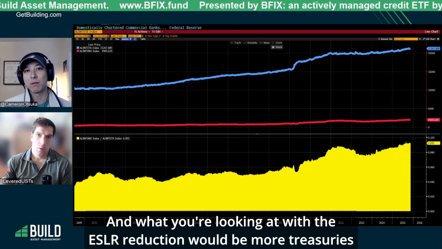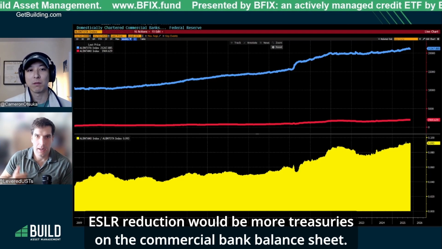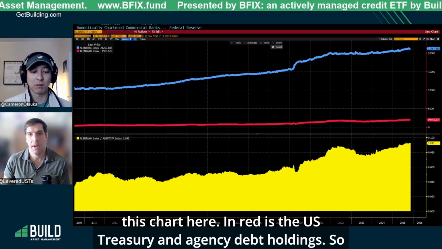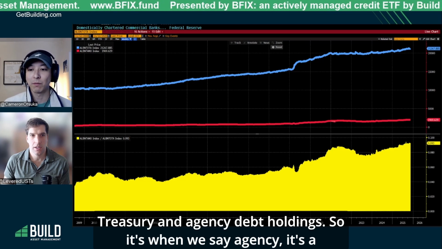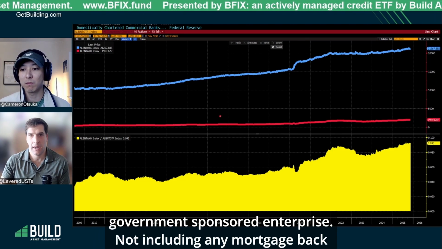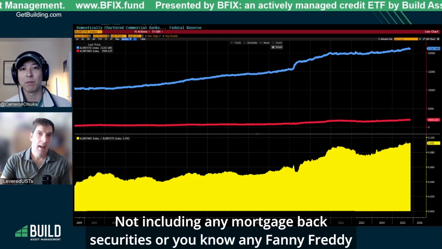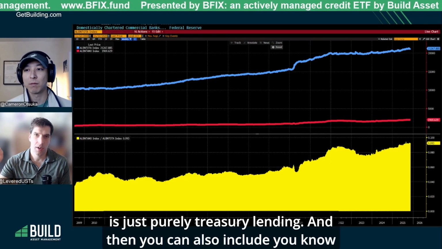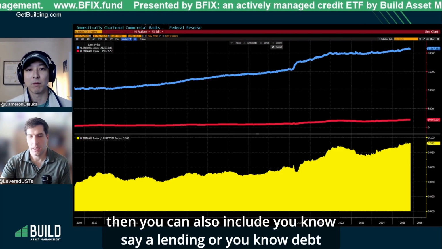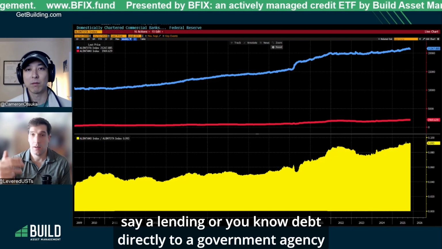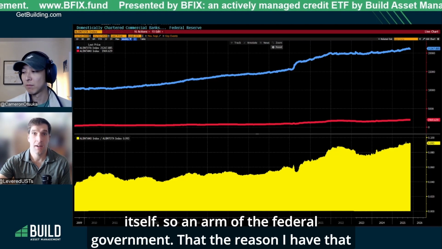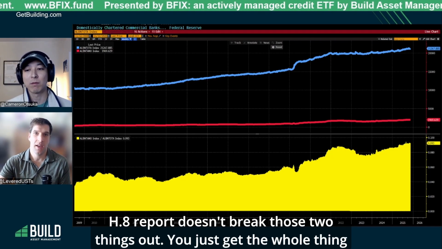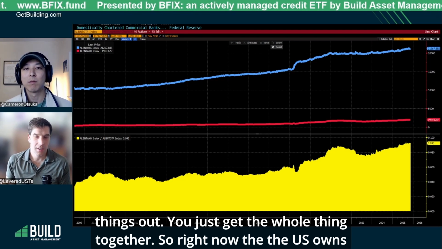And what you're looking at with the ESLR reduction would be more treasuries on the commercial bank balance sheet. So I've got that on the top half of this chart here. In red is the U.S. Treasury and agency debt holdings. So when we say agency, it's a government-sponsored enterprise, not including any mortgage-backed securities or any Fannie Freddie real estate lending, any of that. This is just purely Treasury lending, and then you can also include, say, debt directly to a government agency itself. So an arm of the federal government. The reason I have that included here is just because the Fed's H.8 report doesn't break those two things out. You just get the whole thing together.